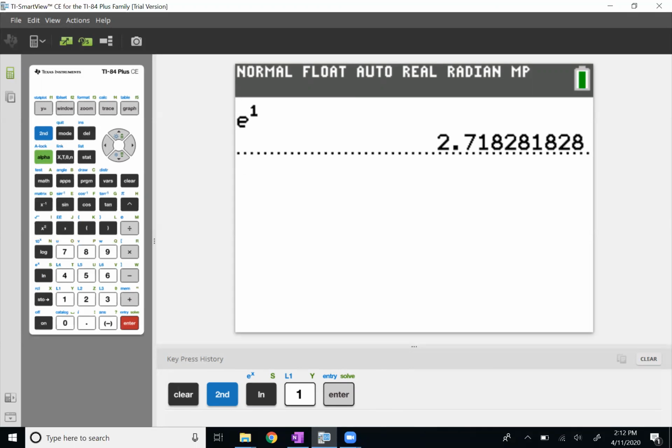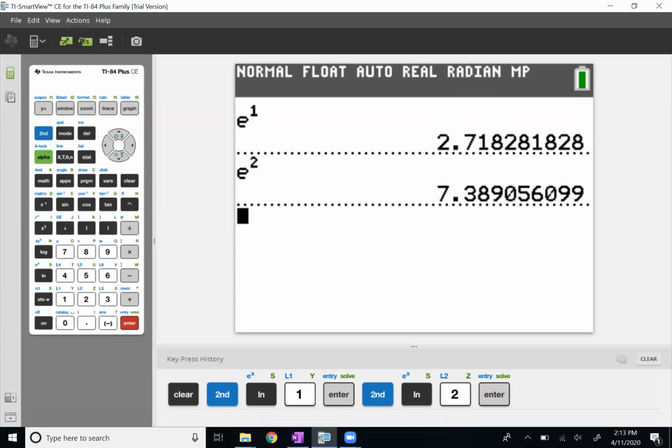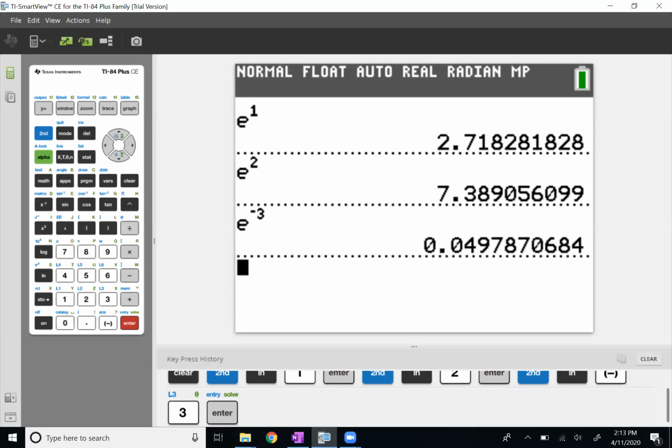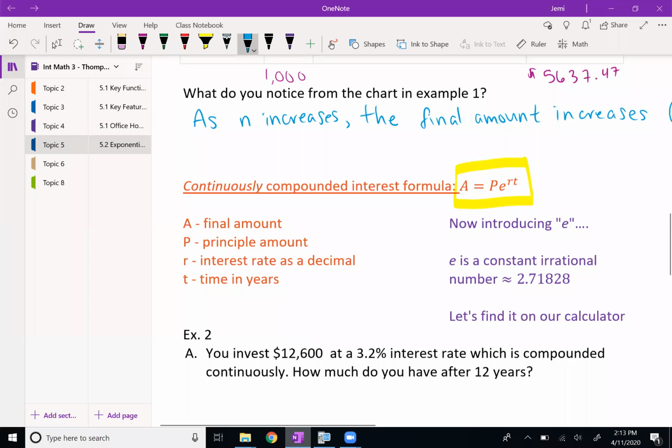Okay, so let's see, we want to do e to the second power. So second ln, which gives me e to the power of, let's try 2, enter, 7.389. And for practice, let's do e to the negative third. So second, e to the power of. Remember that when I want to create a negative number in here, I have to use the negative symbol, which is down next to enter. You cannot use subtraction. If you try to plug this in and it gives you an error, chances are you used the subtraction symbol instead of the negative symbol. So be careful of that. Okay, make sure you're good, you know how to enter all of that. And we're going to head back over to our notes.